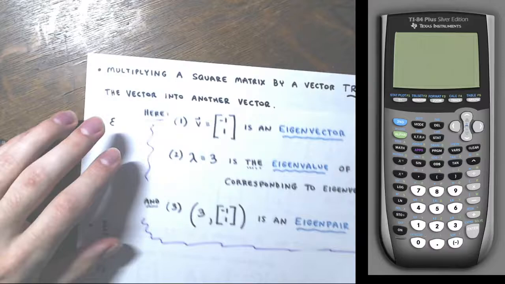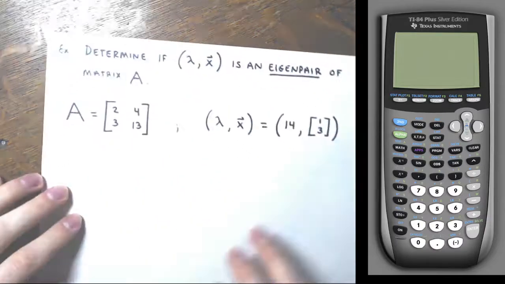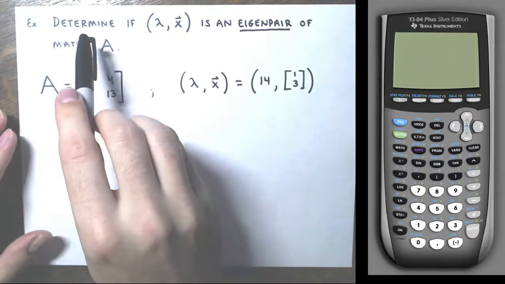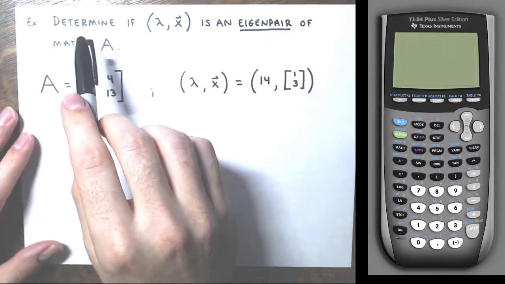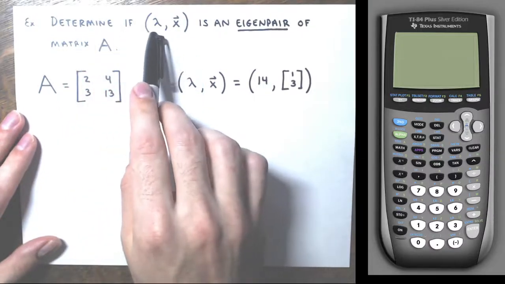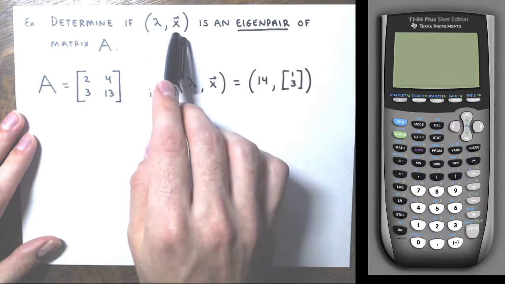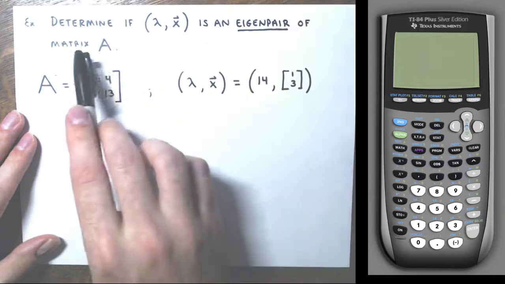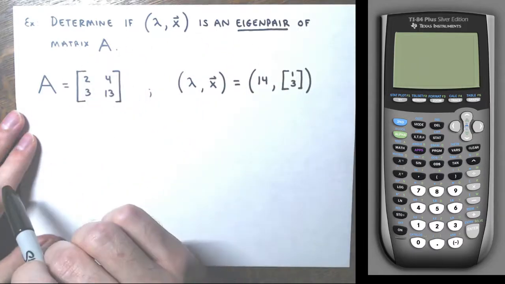So I've just got a couple examples, right? And this isn't going to be terribly long today. I think it's a pretty simple concept. So here, I'm asked in the following, I only have 2 examples because every single one I'm doing the same stuff. Determine if some pair lambda comma x is an actual eigenpair of the given matrix A.